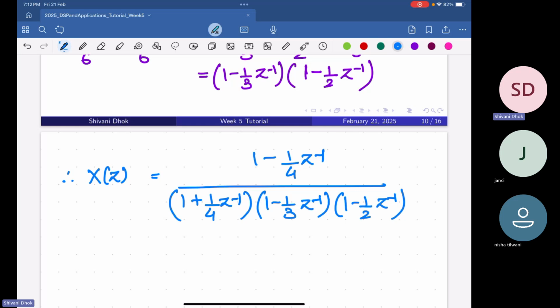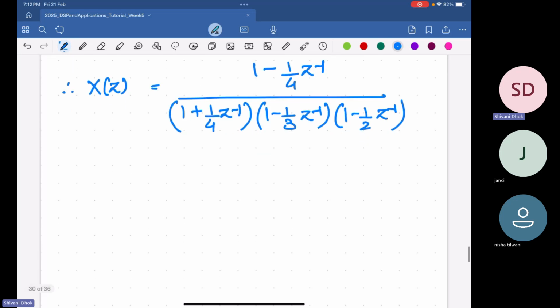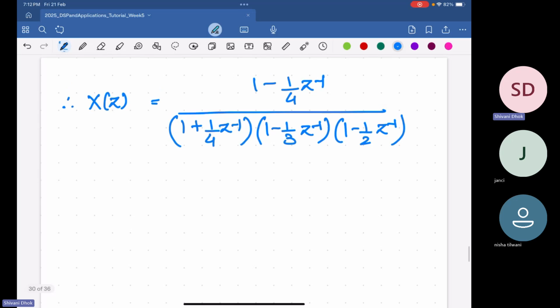Okay. So now in order to figure out the different regions of convergence, we'll make use of a pole zero plot. So what does pole zero plot mean? It is a plot in which my x-axis is the real part of z, y-axis is the imaginary part of z, and then on that I'll plot my poles and zeros and the unit circle and figure out what sorts of region of convergence I can get. So for that, first we need to know what are the zeros.